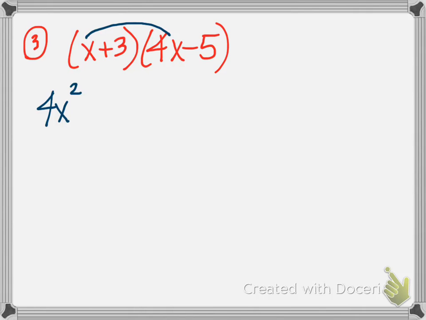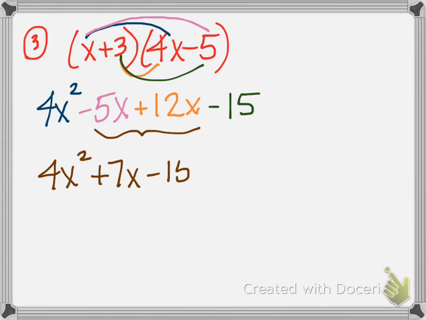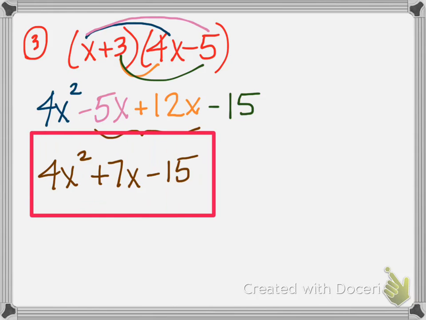And then you take your outer terms, x and the 5. You multiply those to get a negative 5x. And then we do the inner terms, 3 times 4x, which is a positive 12x. And finally, the last terms, 3 times negative 5, which is a negative 15. Either way, we combine these middle terms here for a 4x squared plus 7x minus 15. Number 3, done.